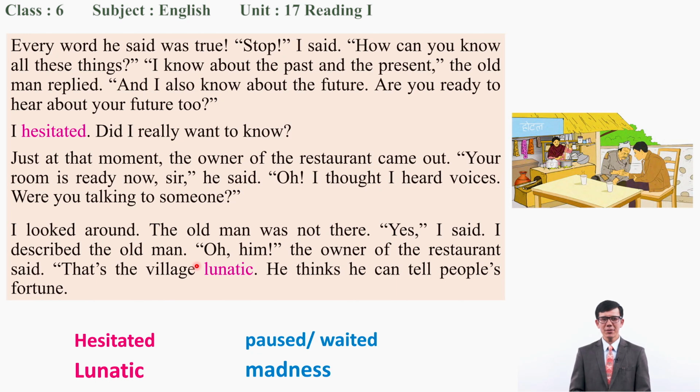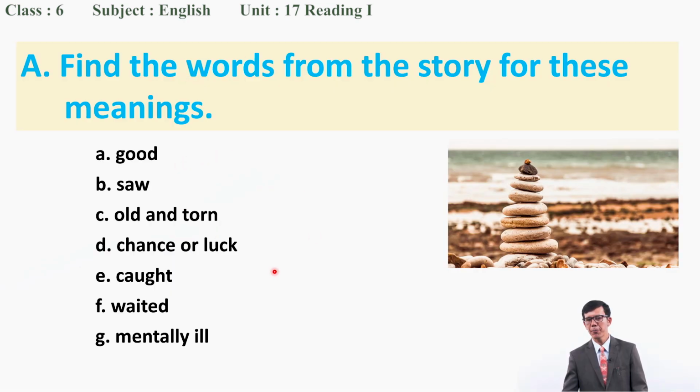All right, my dear students, this is really surprising. The events that the speaker experienced in the story are really surprising. So you have gone through some of the unfamiliar words as well. I believe you have enjoyed the story, right? If so, let's discuss some of the words that have similar meaning from the story. Please have a look at these words. Here you are given: good, saw, whirled and turned, chance or look, cut, waited, and mentally ill.